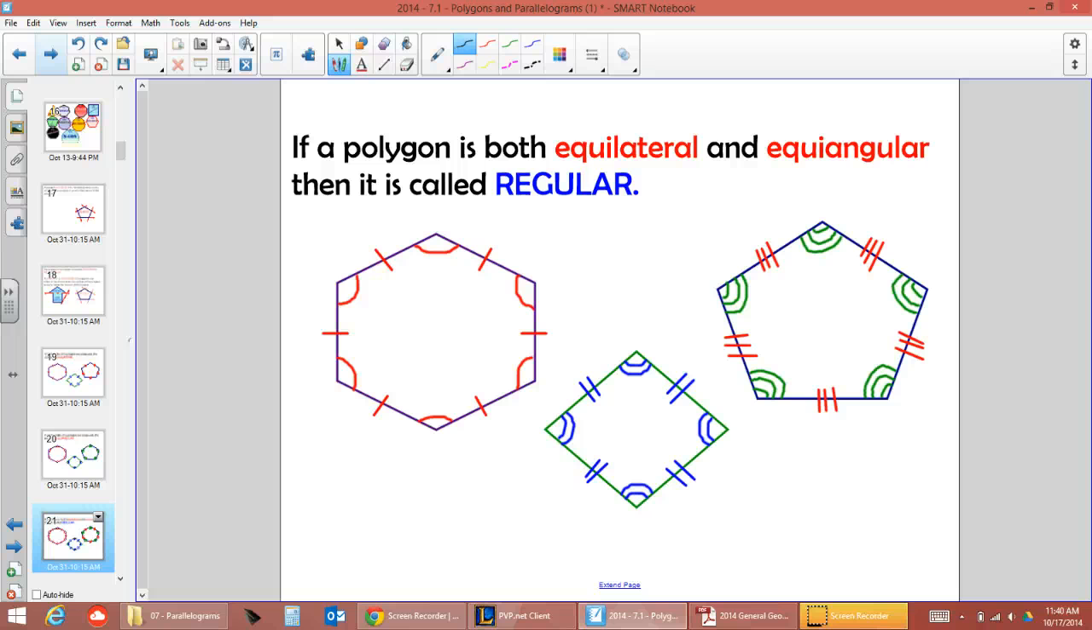Now, if they're both equilateral and equiangular, then it's called a regular polygon. Get familiar with that term regular. Because if I give you in a question that polygon ABCD is regular, then I told you that it's four-sided, and I told you it's regular, which means it is equiangular and equilateral. That makes it a square. So I'm going to use tricky wording like that to make sure you know the vocabulary, like equilateral, equiangular, and regular.